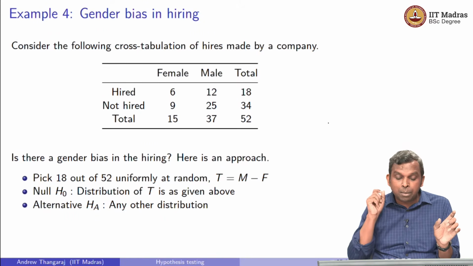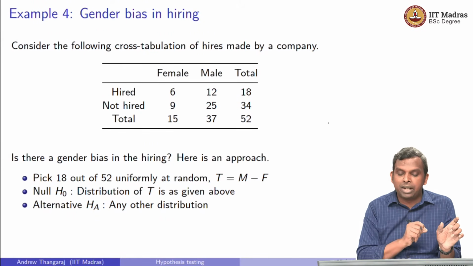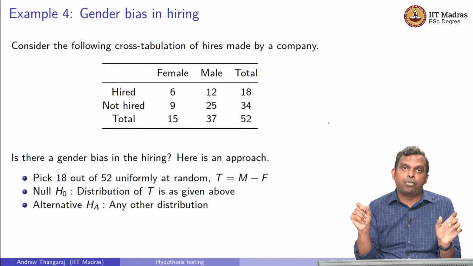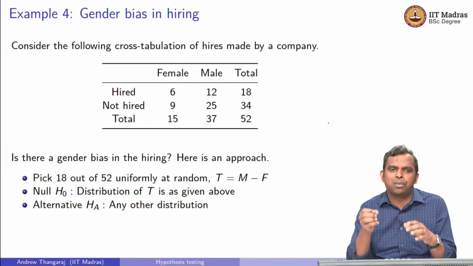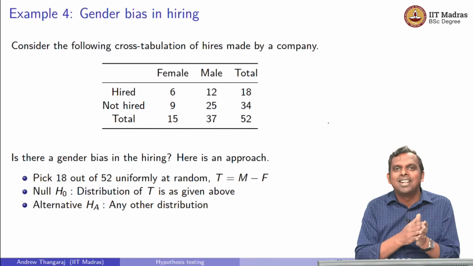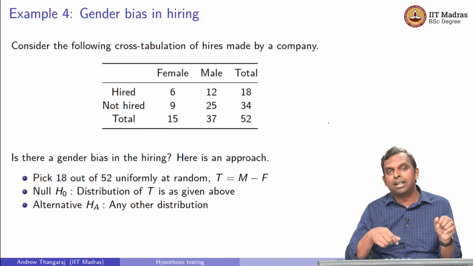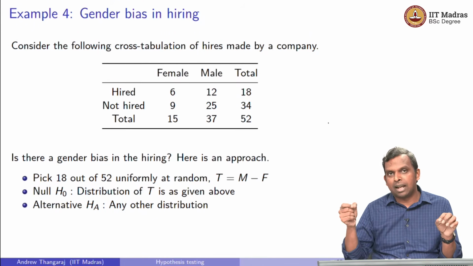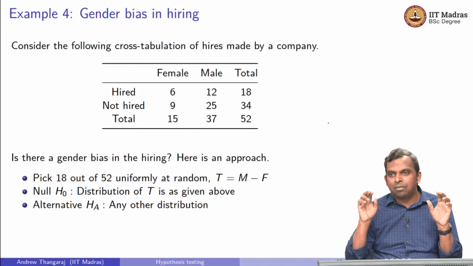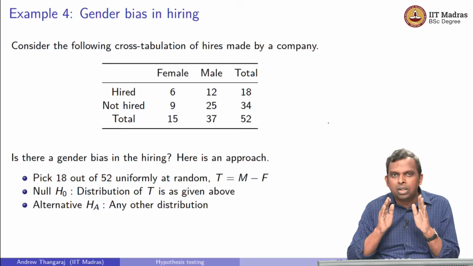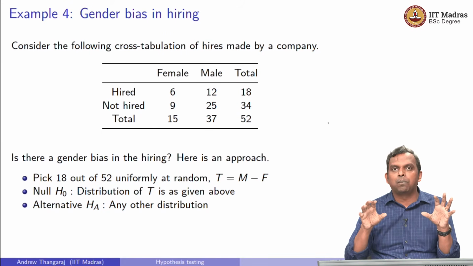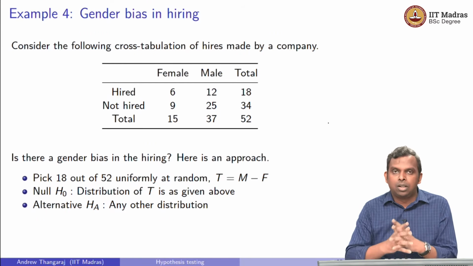One number I could be interested in is m minus f, or if you want, you can take the absolute value of m minus f. So m minus f is how many males I hired minus how many females I hired. If this number is close to 0 in some statistically sound way, then I can conclude that there is no bias.